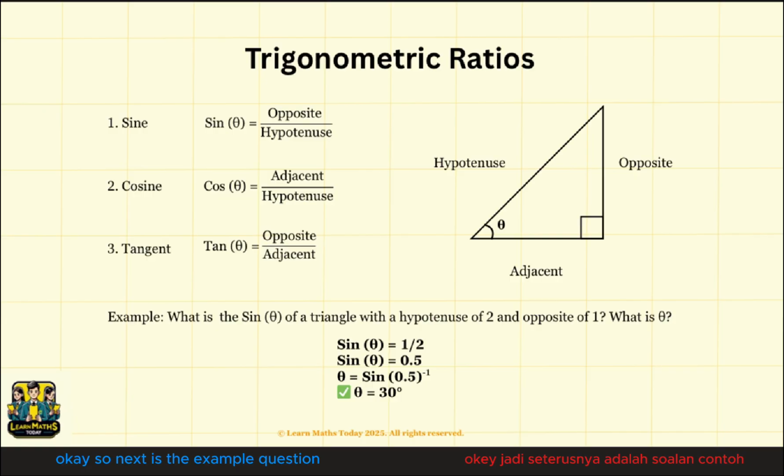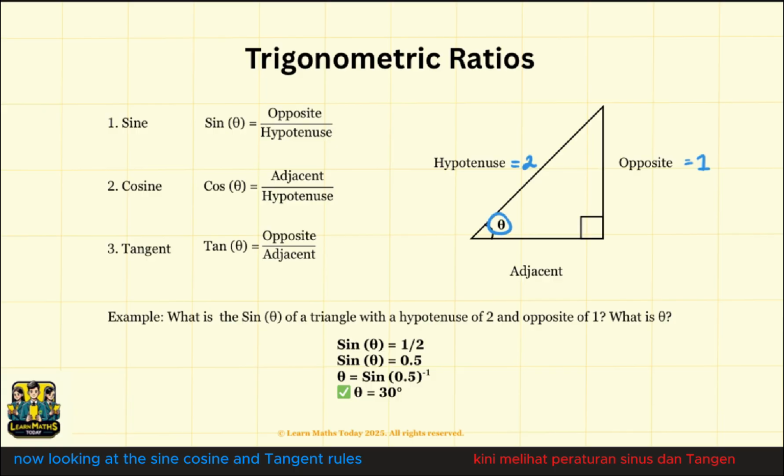Okay, so next is the example question. For this question, I'm asking you to find the value of theta in a triangle with a hypotenuse of 2 and an opposite side of 1. So to put it into perspective, this equals 1 and this equals 2. And I'm asking you to find the value of this angle.